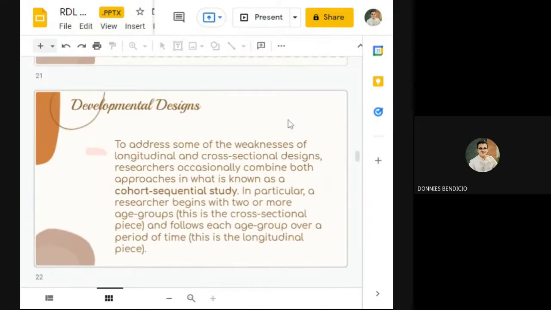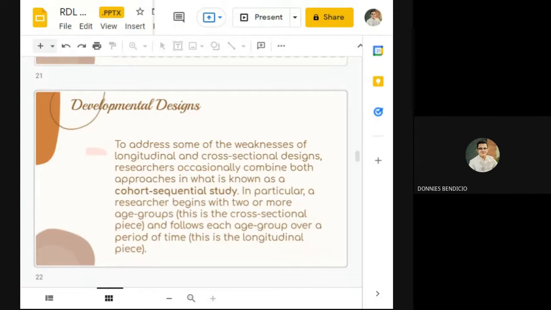So meron naman tayong cohort sequential study, likely the combination of both longitudinal and cross-sectional designs. To address some of the weaknesses of longitudinal and cross-sectional designs, researchers occasionally combine both approaches. So in what we know, the cohort sequential study. So in particular, a researcher begins with 2 or more age groups. Okay, this is a cross-sectional piece and follows each group over a period of time.